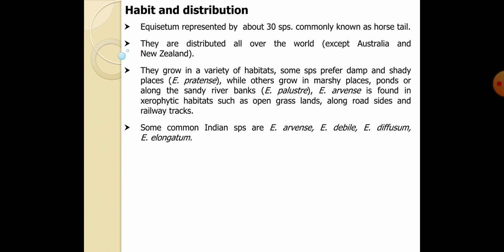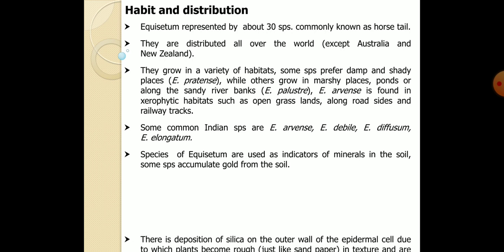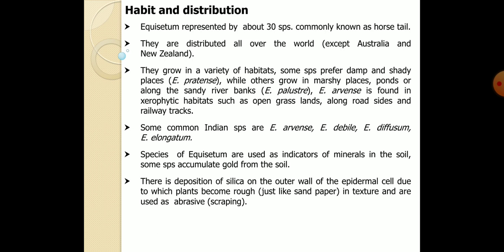In the world, except Australia and New Zealand, you will find the Equisetum in other places. The common Equisetum species of India are Equisetum arvense, Equisetum debile, Equisetum diffusum and Equisetum elongatum. These are some common species occurring in India. Usually the presence of Equisetum indicates minerals in the soil, even gold mines.